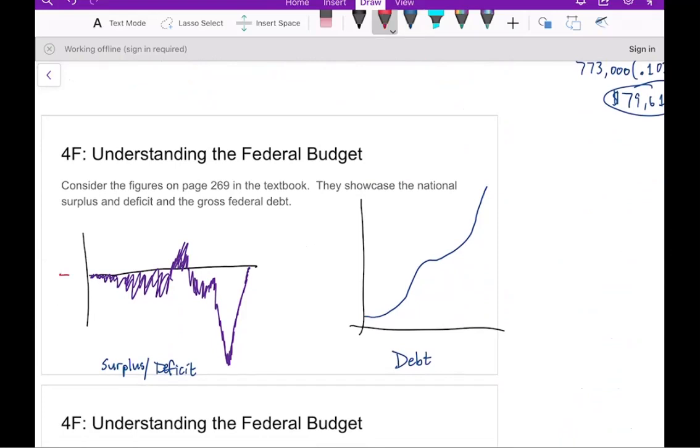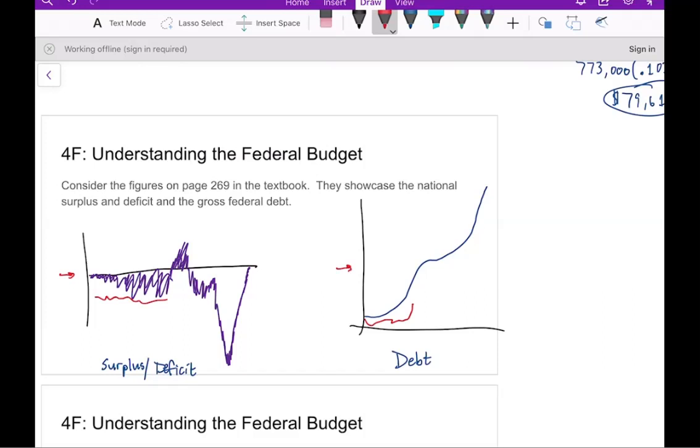Now, for this first graph here, if the graph is below the x-axis, that means that we had a deficit in that year. And of course, if it's above, that means that we had a surplus in that year, right? Now, if you look at the corresponding debt graph to the right here, you'll see that all of this negative stuff right here is going to correlate to this graph going up on the debt chart.